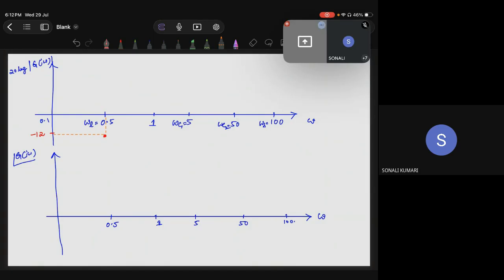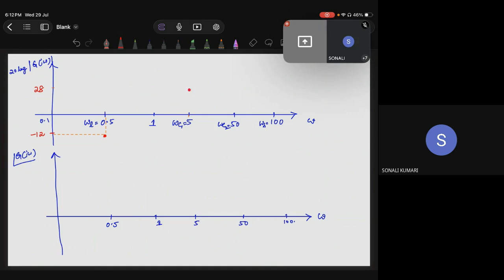Correct. Okay. Next is 28. 28 is the magnitude at which value? At 5. Am I correct? So let's say this is 28. This is the value.